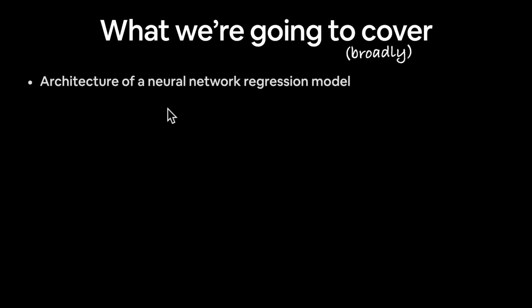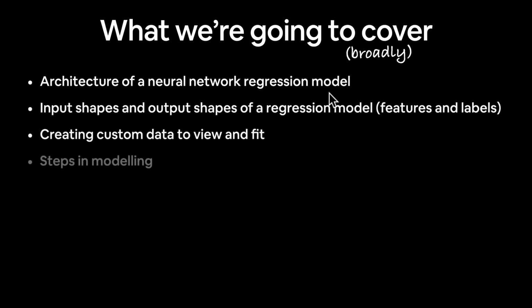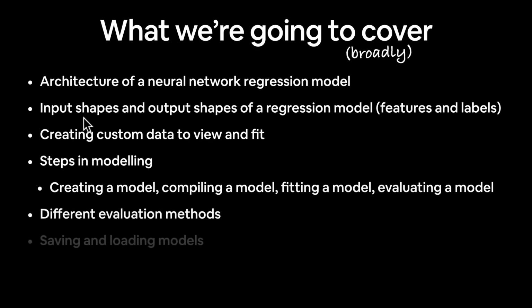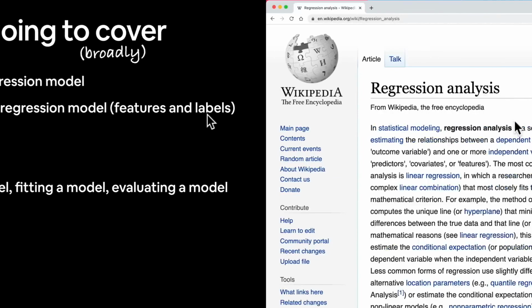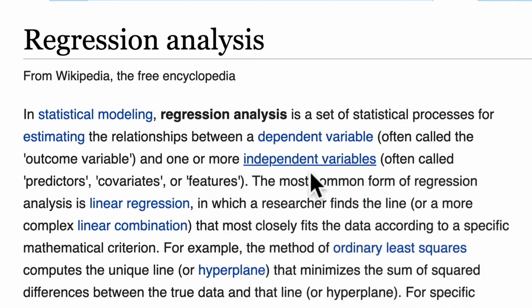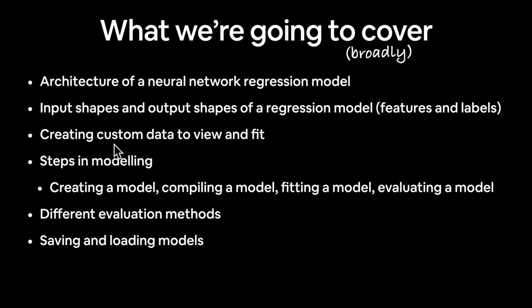Broadly, of course, we're going to be writing lots of code to do these things. We're going to cover the architecture of a neural network regression model, so specifically the building blocks of a neural network regression model, the input shapes and output shapes of a regression model, in other words, the features and labels, or, in Wikipedia terms, the dependent variables and the independent variables. We're going to look at how we can create custom data to view and fit.